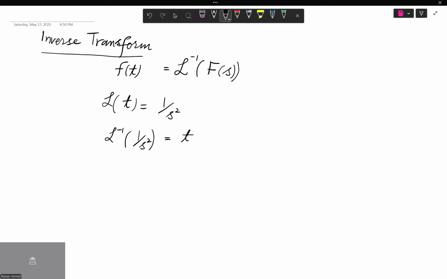Similarly, the Laplace inverse of 1 over s minus a. So we have to look for a function whose Laplace transform is 1 over s minus a. We know that such a function is e raised to the power at. So that is the way to do the Laplace inverse transformation.